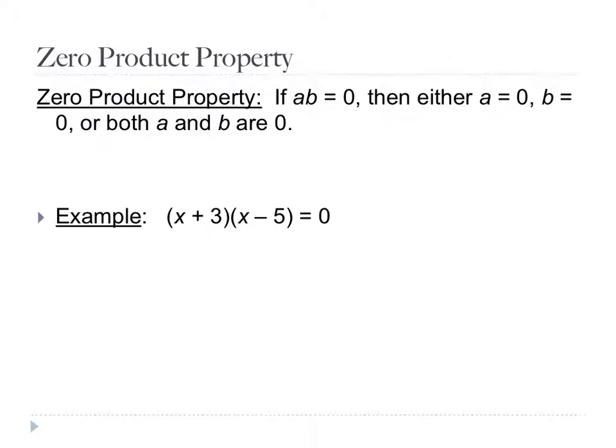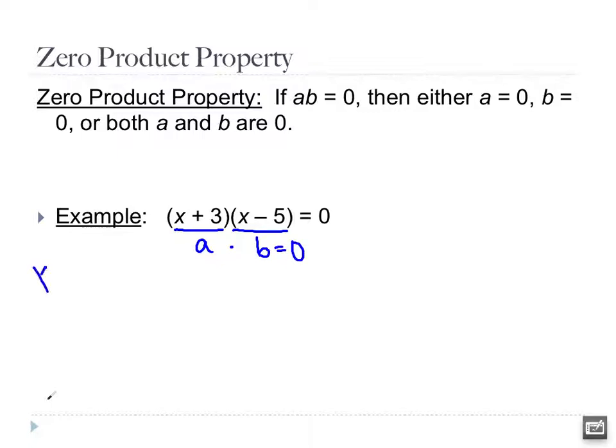Here's the zero product property. This one's important, so you're going to want to write it down. The zero product property says that if a multiplied by b is equal to 0, then either a is 0, b is 0, or both a and b are 0. This makes sense. If you multiply two numbers and their product is 0, one of those numbers has to be 0. In this example we have here, this is like our a, this is like our b. When you multiply them, you get 0.